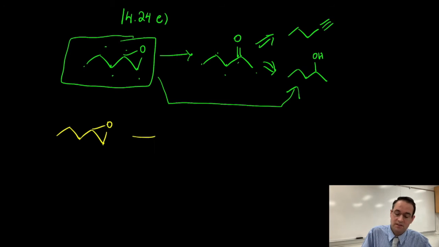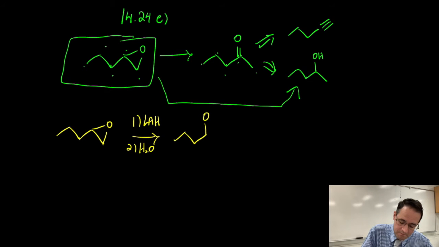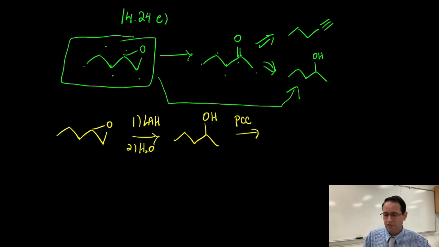So let's stitch this together in the forward way. If I take an epoxide and treat this with lithium aluminum hydride, followed by water workup, I'll get a secondary alcohol, 2-pentanol. Now 2-pentanol can be converted to this ketone where the ketone is at the 2-carbon by the use of PCC or Jones reagent. I'll just use PCC because it's 3 letters and it's easier to write than Jones. So that's a 2-step procedure.